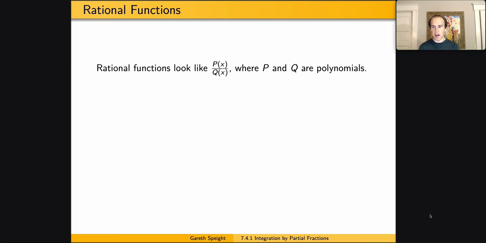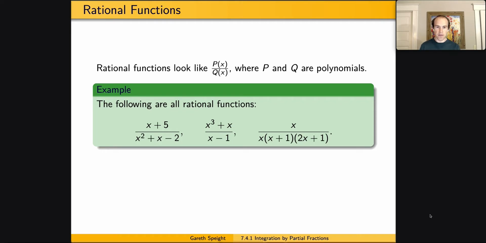So let's get started. Integration by partial fractions is all about how to integrate rational functions. Rational functions are just things that look like p over q, where p and q are polynomials. They're a particular type of function where it's one polynomial divided by another polynomial. For instance, here are some rational functions. If we look at x plus 5 over x squared plus x minus 2, it's a polynomial divided by another polynomial. It's a function, and so it has a particular name: a rational function.